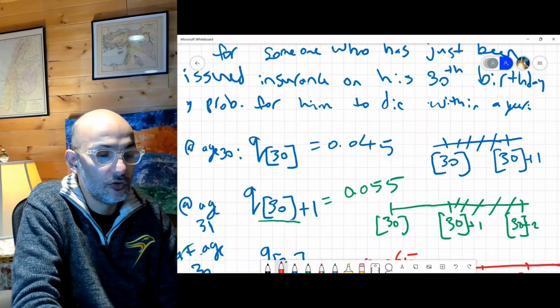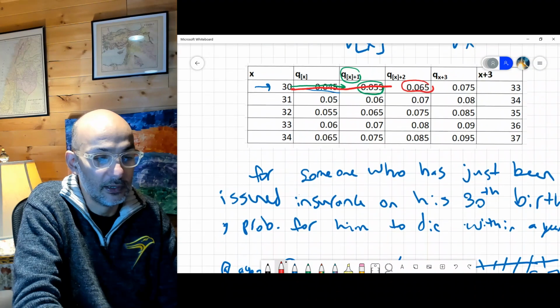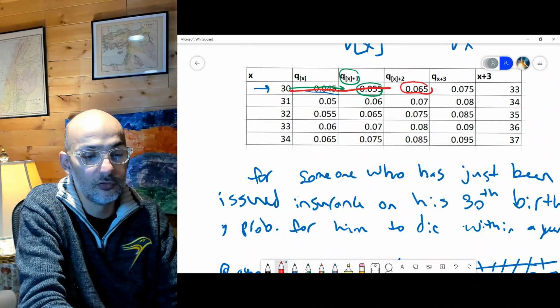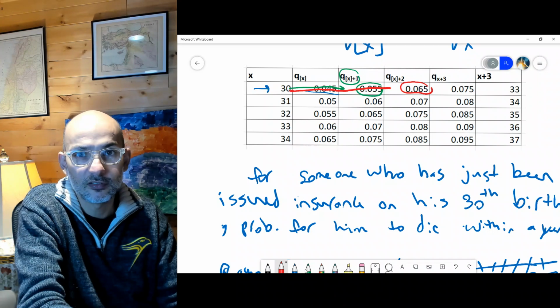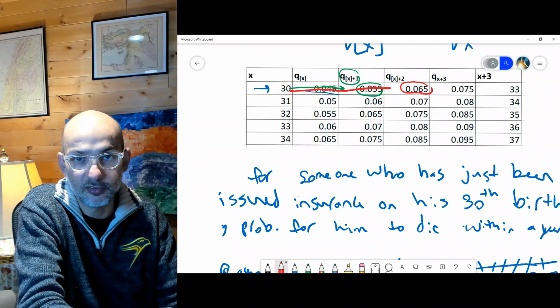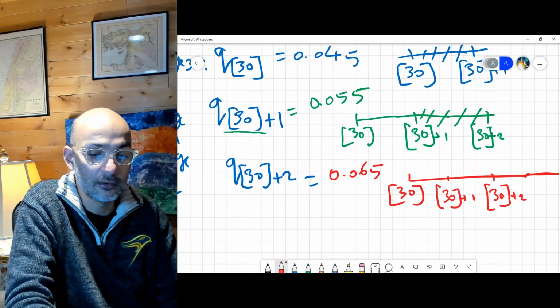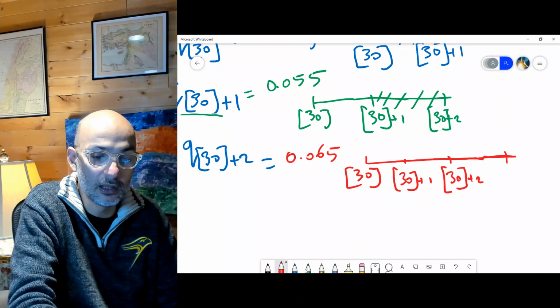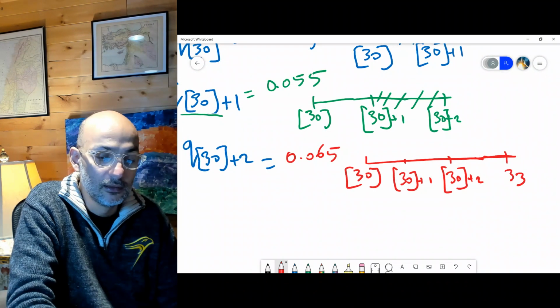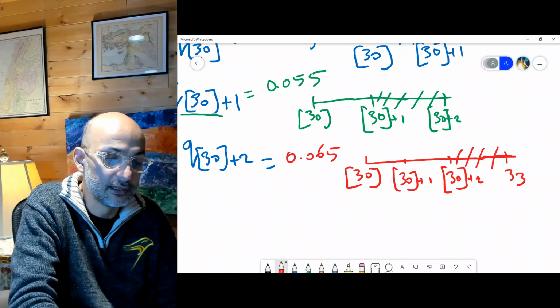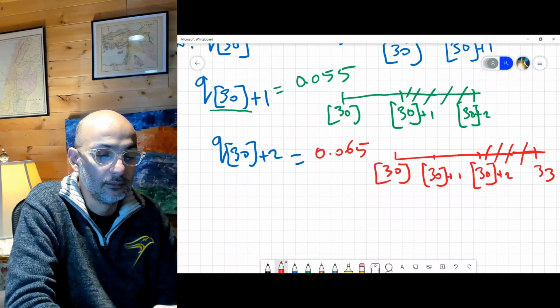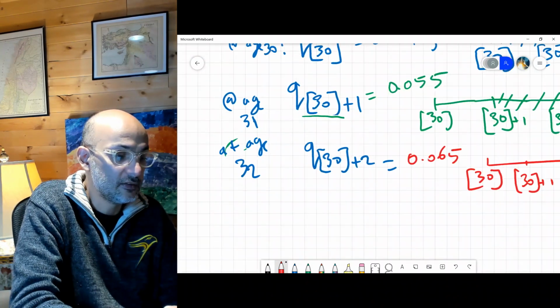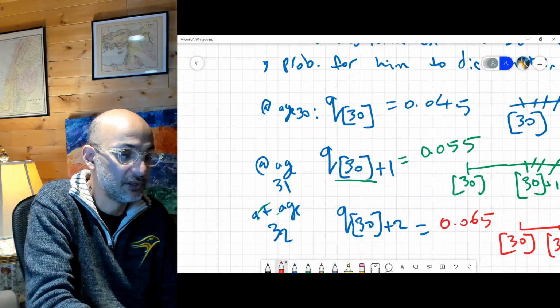And let's go back, because now we're getting into a new area. After 30 plus 2, you don't have brackets. So it tells us that the select period ends. Here we don't have 30, it becomes 33. So what's the probability to die here? This is what we call the select period, right?